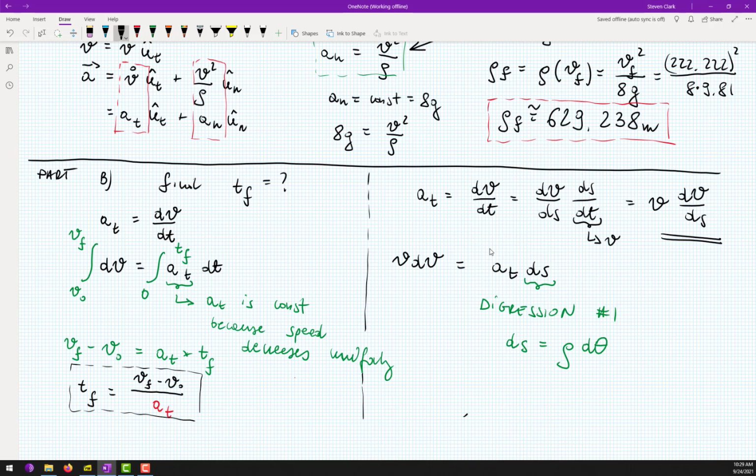In other words, if we have an arbitrary trajectory, this is an arbitrary trajectory, and let's say we consider this point, okay? So we can always draw in here that osculating circle, okay?